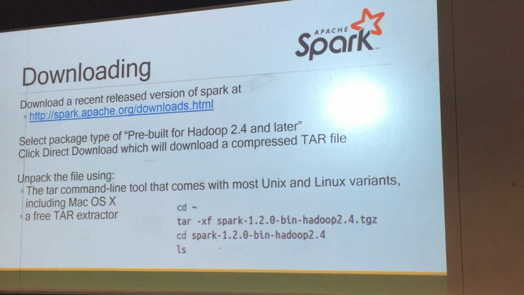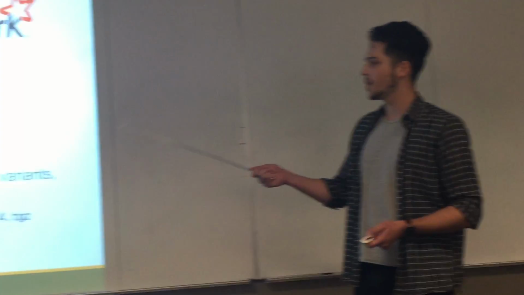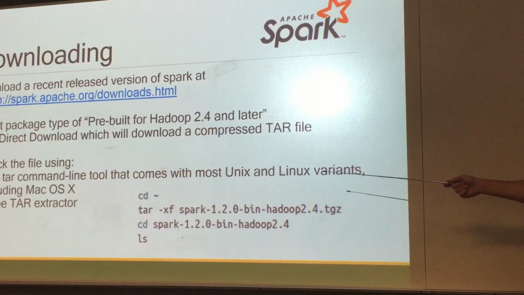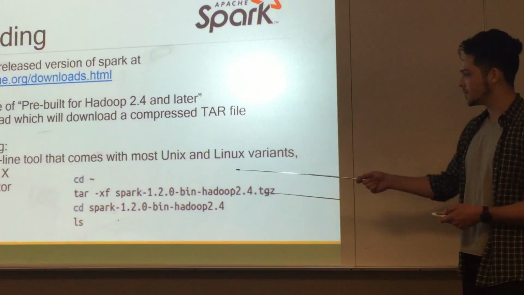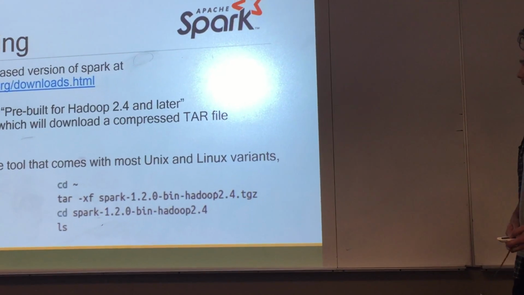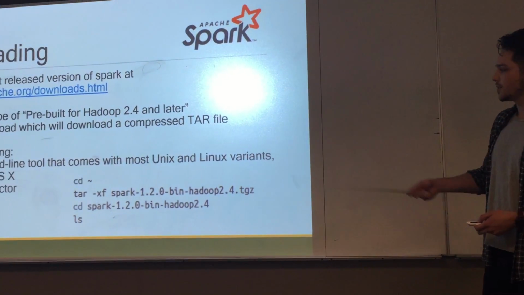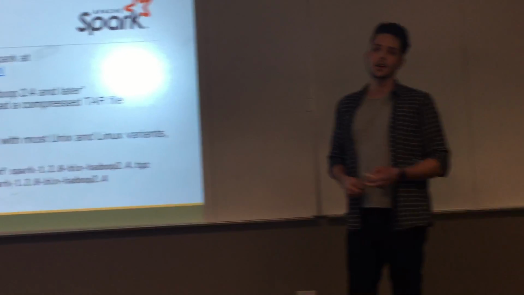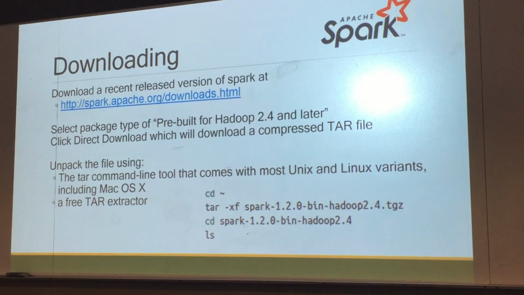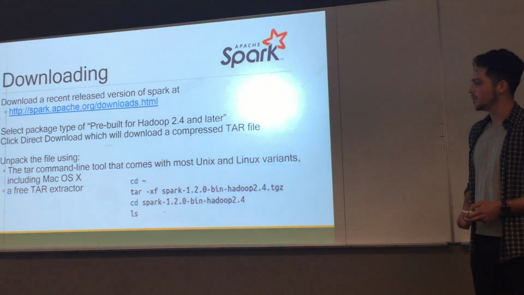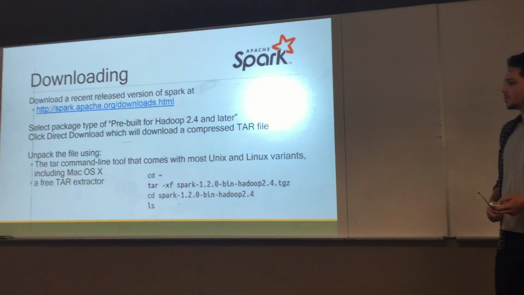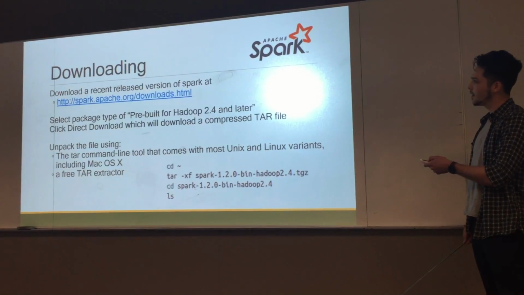If you're using Unix, Linux, or Mac, then you have the tar command line tool. You're going to cd to the directory where you downloaded it, enter tar -xf for extract file, then the file name, and then you'll be able to go into that directory and see the files. You'll see that it comes with an examples folder to help you get started and show you a few programs. If you're using a Windows machine, you might have to get a free tar extractor online. A good one would be WinZip or 7-Zip. So that's how to download it.